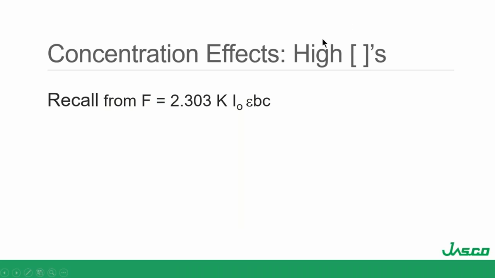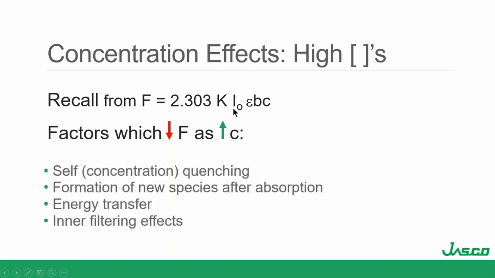So concentration effects at high concentrations, then, we recall from this Beer-Lambert equation, which only applies really to low concentrations, we can now look at what factors decrease fluorescence as concentration increases. And number one, self-quenching, right? So molecules are going to bump into each other because there's so many of them, and it's just going to radiate, non-radiatively deactivate. There's so many molecules around, we could form a new species. We could get dimers or other kinds of aggregation that, again, quench the fluorescence. There could be energy transfer going on, and these interfiltering effects.